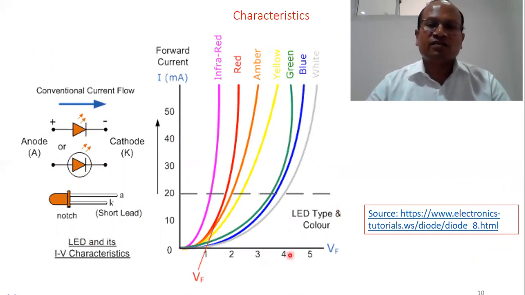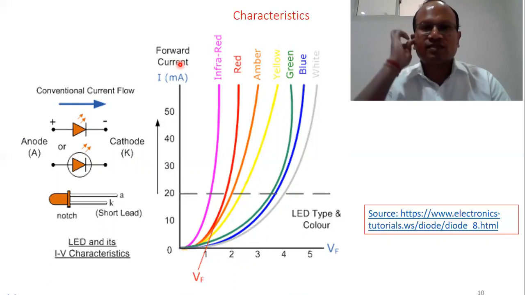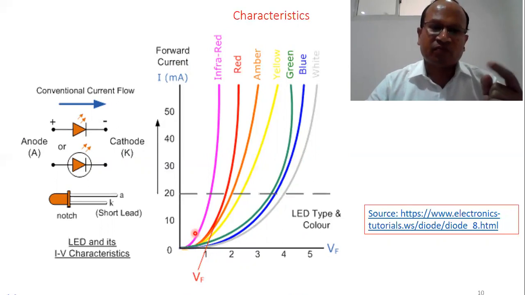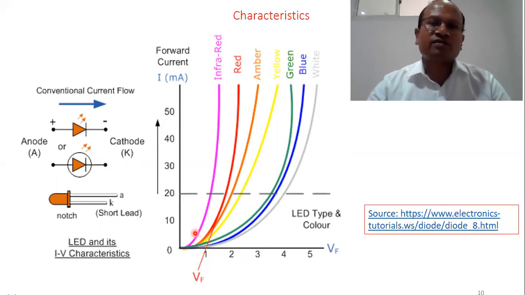See here, this is voltage and this is the forward current. Whenever there is some current, that equivalent current produces some light. You know that light is always equivalent to the current; it produces photons, a bundle of photons. So you see here, infrared is this one, having the cut-in potential or forward voltage, then red, then amber, then blue, and you see the last one, the white color. In case of white color, a greater forward voltage is needed.